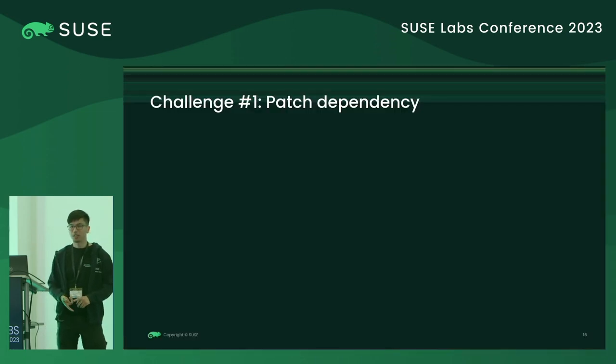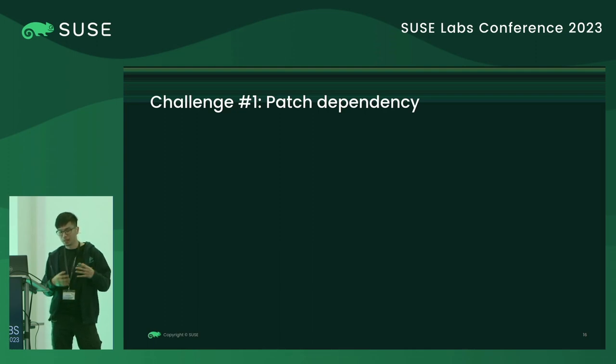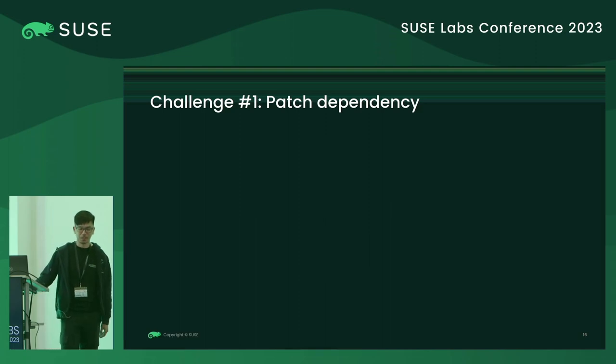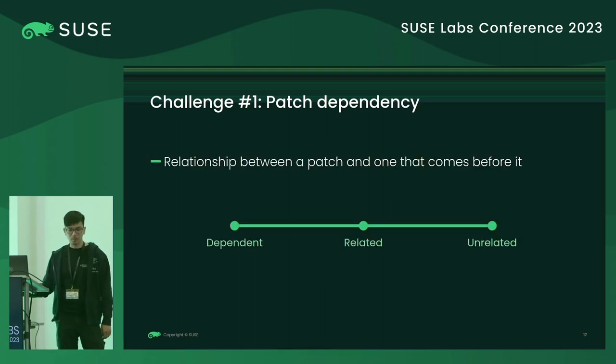The first major challenge is patch dependency. Dependency management is something you never get away from in software engineering, and in backporting, it's the same. If you roughly look at the patch and all the patches that come before it, you can categorize them into three things. Either it's a patch that your patch really needs to function correctly, or it's unrelated, or related, but we'll get to that later. For those patches that your current patch really needs, I would say it's dependent.